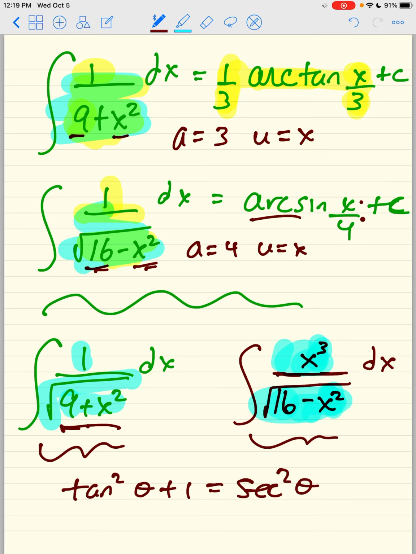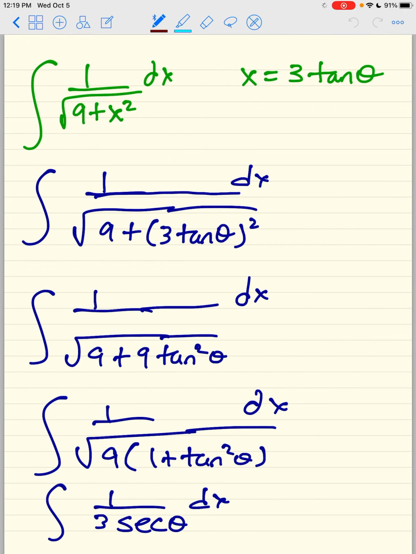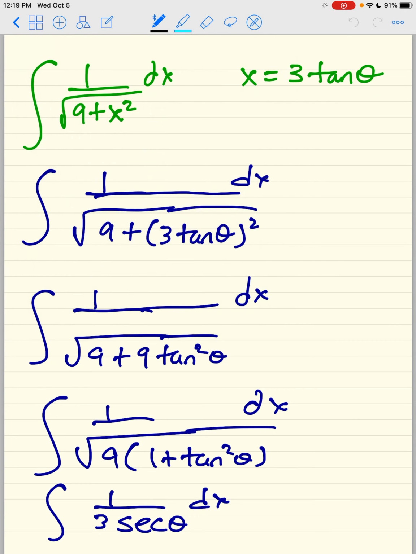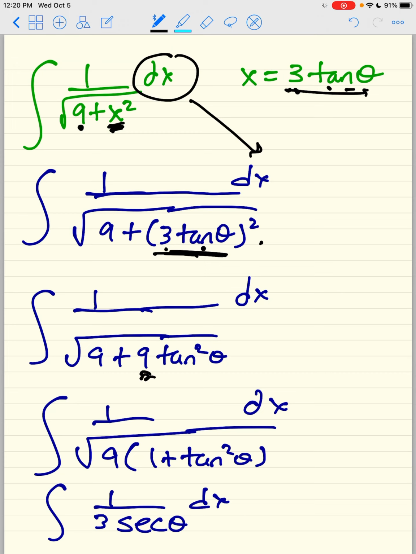So what we want to do in this case is the following. I'm gonna let x equal the square root of this number times tan theta. Okay, you'll see why I did tan theta. I'm gonna put this in here. So 3 tan theta squared. I also noticed that I left dx, okay? So now I have 3 squared is 9, tan squared is tan squared.